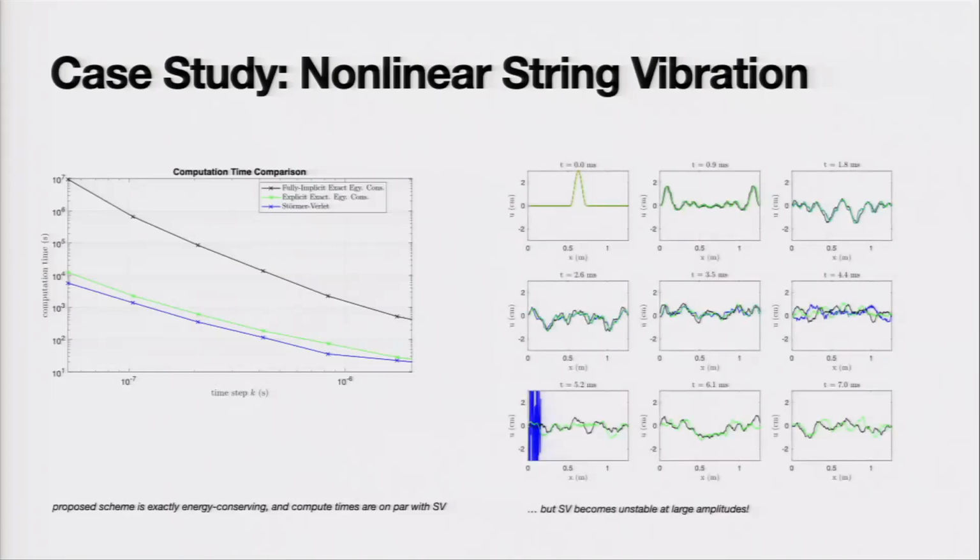Why is energy conservation a good thing? Well, here I have snapshots of the same three schemes, so the colors are the same. So I'm initializing with some Gaussian function or something, and then I'm observing the dynamics, and you see that Sturmer-Verlet blows up because it doesn't conserve energy, whereas the nonlinear energy conserving scheme remains stable, and the proposed energy conserving scheme remains stable, but the compute time for this one is hundreds of times shorter.